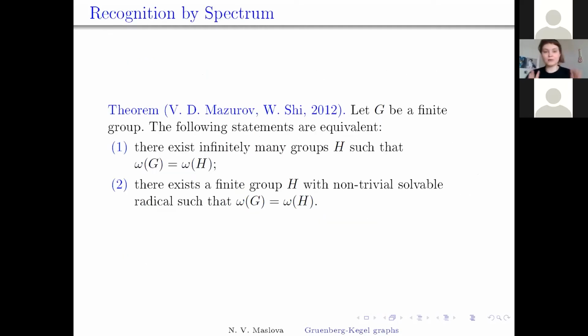A very remarkable result was obtained by Viktor Mazurov and Wu Zhishi around 9 years ago. If G is a finite group, then the following statements are equivalent. There are infinitely many groups H such that they are so-called cospectral to G. It means that they have the same spectrum as the group G. And the second statement is there is a finite group H with a non-trivial normal solvable subgroup with the same spectrum as G.